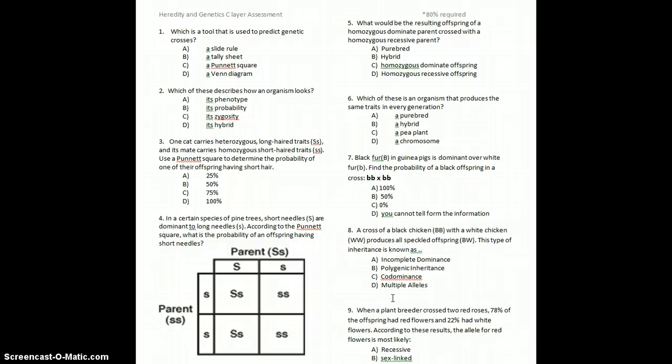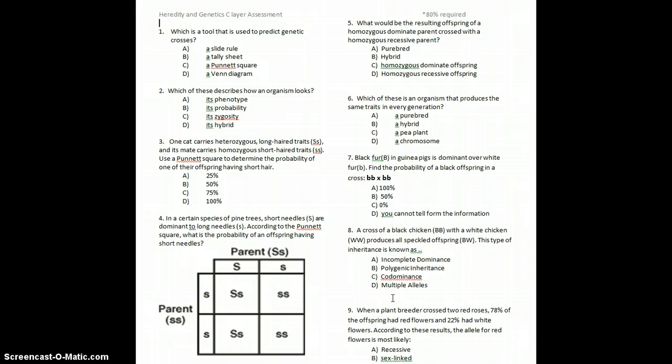Number 6. Which of these is an organism that produces the same traits in every generation? Is it A, purebred, B, hybrid, C, pea plant, or D, chromosome?